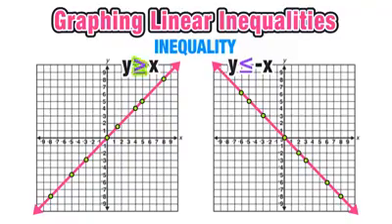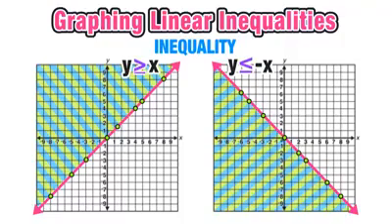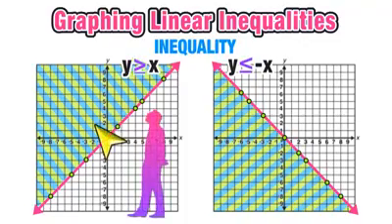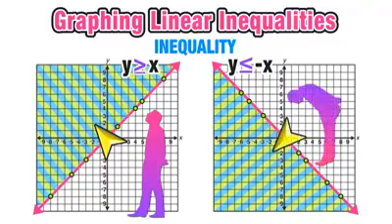If we had y is greater than or equal to x, we would have to shade all the area above the line. And if we had y is less than or equal to negative x, we would have to shade all the area below the line. Now this shading is dependent on the inequality sign. When we have a greater than or equal sign, we are going to shade above the line. And when we have a less than or equal sign, we are going to shade below the line.